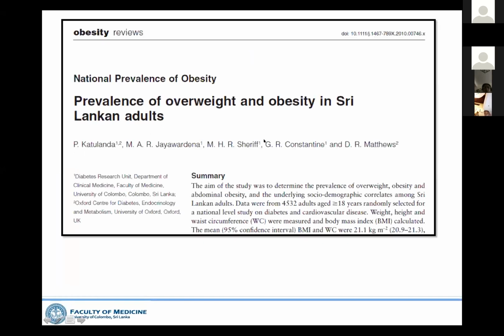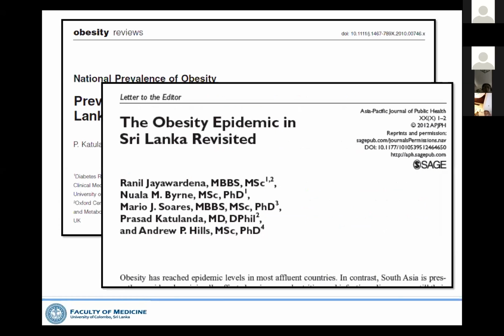So there's no argument now. Obesity has reached epidemic proportions in this country. This is a national level survey done in 2005, almost 15 years ago. And then I revisited some of the sample almost 10 years ago. Thereafter, a few other surveys were done by different groups like Dr. Renuka Jayatissa, Sudhira Kalupahana, and Dr. Noel Somasundaram. They all found that we now have an epidemic of obesity in this country. So the question is there. So we need answers for that.